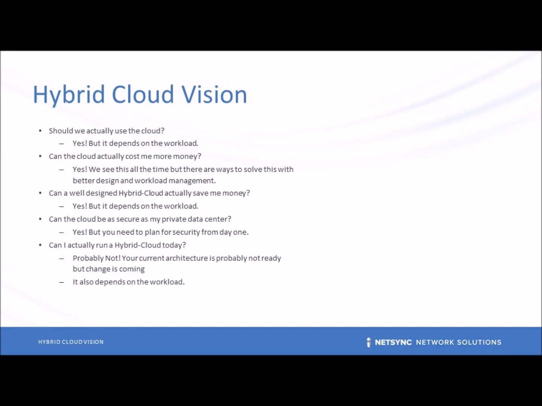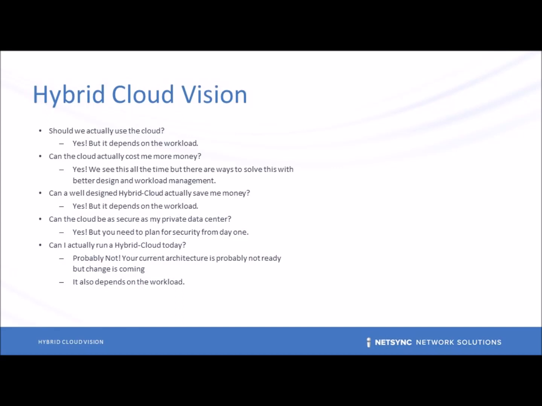Can the cloud be as secure as my private data center? Yes. You have to plan for it. You have to do it from day one. If you open up your data to the cloud, believe me, there are people who are looking. They're being paid. They work in various countries to look for holes in public infrastructure. It's easier for them to poke at your public infrastructure than it is to get through the firewalls in your private data center. They'd love to do it. Can I actually run a hybrid cloud today? The answer is probably not. Your current architecture is probably not ready, but change is coming, and it also depends on the workload.